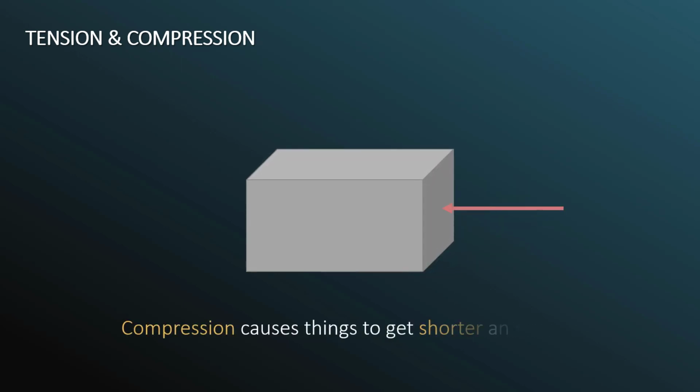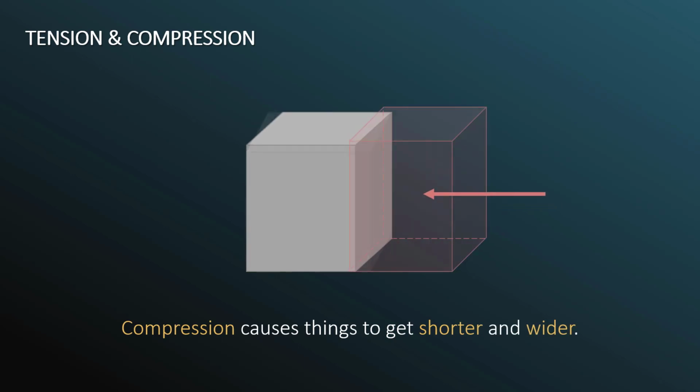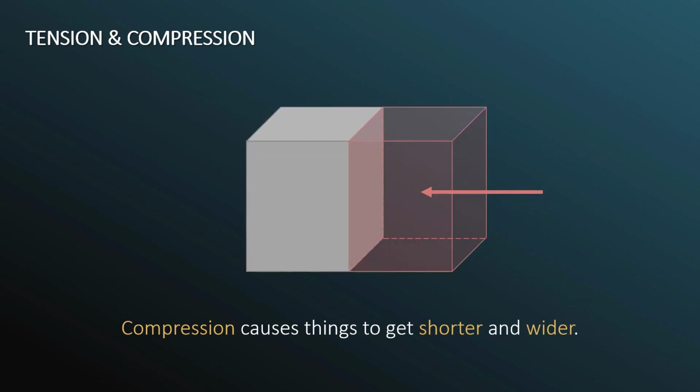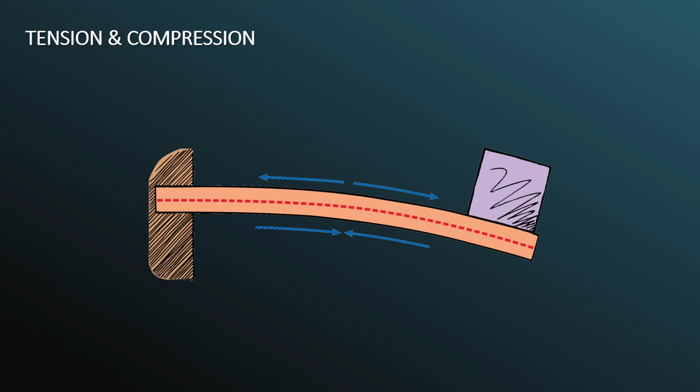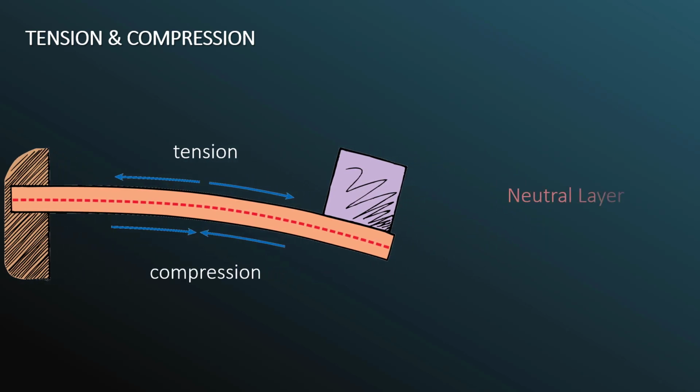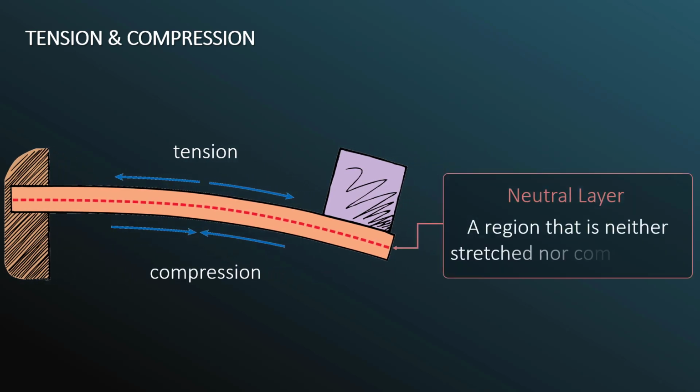Compression causes things to get shorter and wider. For the girder shown, tension is on the upper side and compression is on the lower side, because on the top, the particles are pulled further apart. On the bottom of the girder, the particles are shoved closer together. But what is this red dotted line? That is the neutral layer, a region that is neither stretched nor compressed.